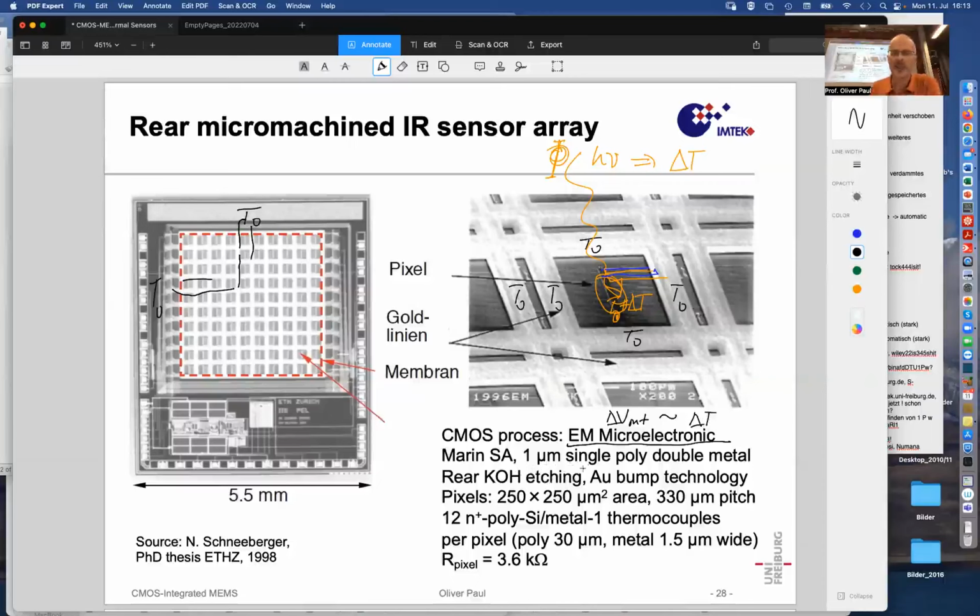And so what was used here, so this was a single poly double metal process. So what thermopiles could one make? Polysilicon against metal. Aluminum, double metal in that CMOS process meant some aluminum alloy, and the pixels themselves are 250 micrometer large. The pitch is 330. So from here to here, we have 250. And then from some point to some other equivalent point, it's 330 micrometers, and that 10 times. And so my early estimate of that membrane, 3 millimeters square, was not too bad actually.